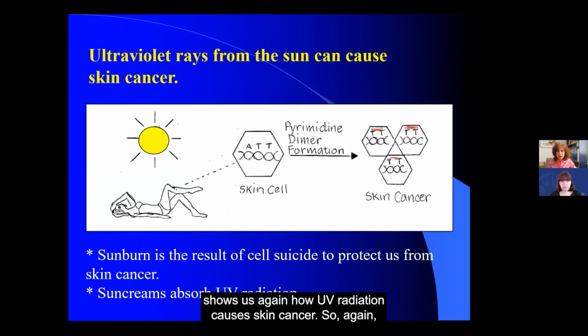This slide just shows us again how UV radiation causes skin cancer, right? So again, it's your skin that is exposed to the sun, and that causes a special type of mutation known as pyrimidine dimers. Pyrimidines are your T's and C's in your DNA. So if there are two T's together or two C's together, the sun will link them in an abnormal way, which distorts the helix. And as a result, again, when the cell goes to divide, it will make a mistake and put in the wrong letter.